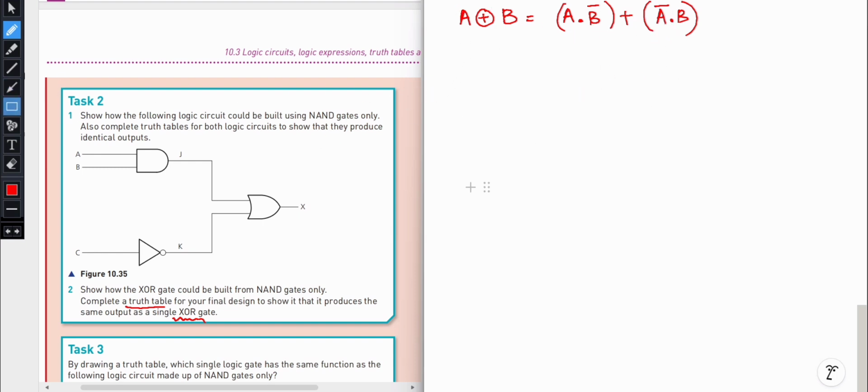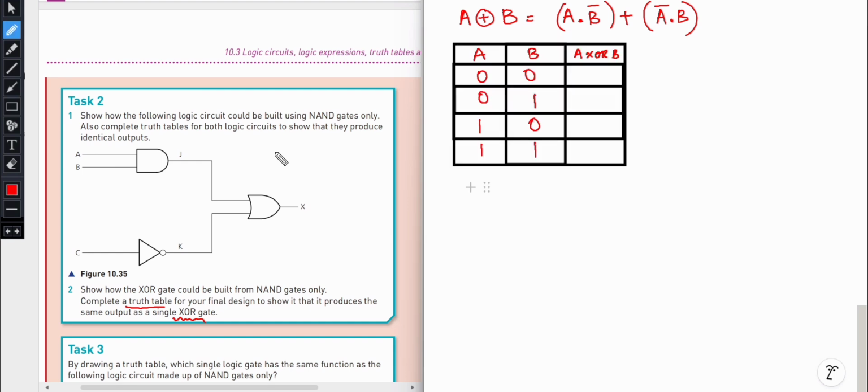Let me make an XOR table first. For 0 and 0, A XOR B will be 0, and 0 1 is going to be 1, 1 0 will be 1, and when we have the same inputs 1 1, we are going to get a value 0. So this was the truth table of the XOR gate. We can see that we need some NOT gates, some OR gates, and some AND gates to represent it.